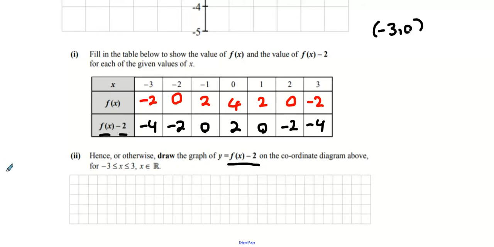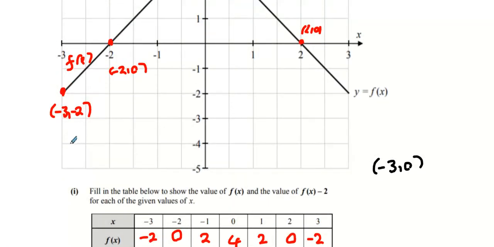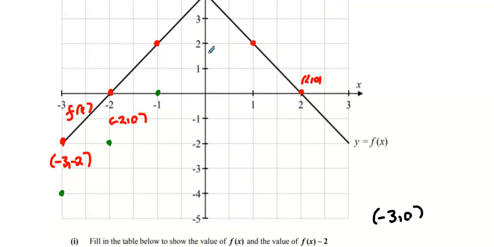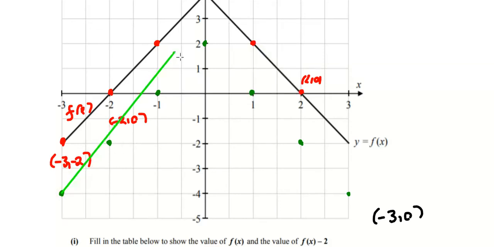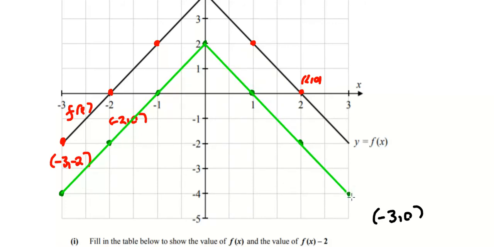Next thing is I have to draw this diagram. So it's 2 below every time. So here I'll draw it using green. So here's the first point, your second point, your third point, fourth point, fifth point, sixth point, and finally seventh point. We'll draw it using a green line. So what should happen is we should get a line that looks something like this. Okay, and that's that one done.